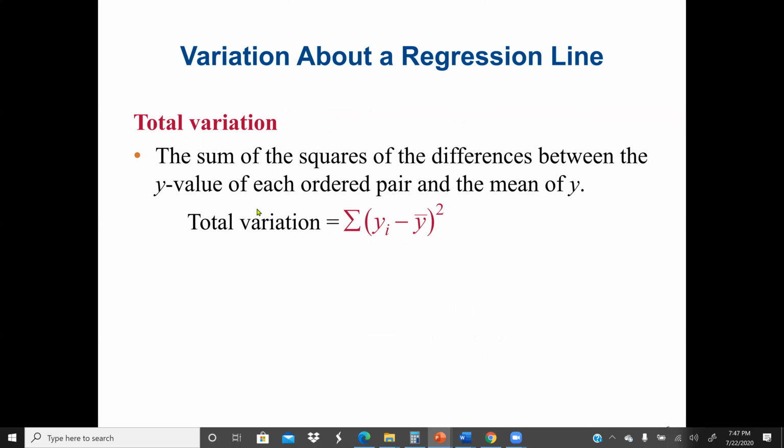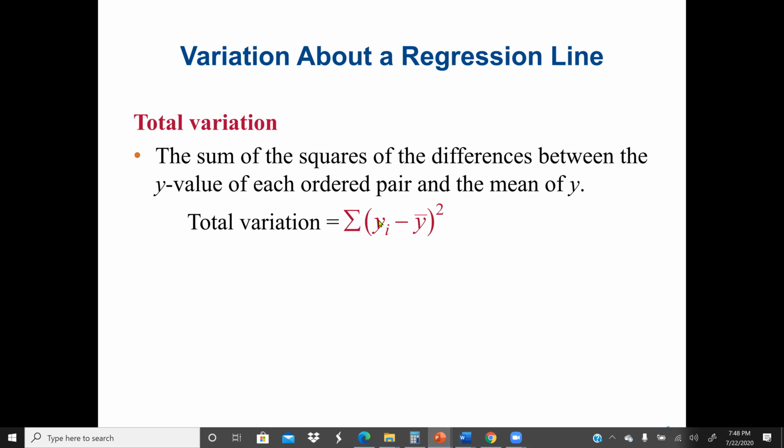So now we know all the deviations, all three deviations: total, explained, and unexplained deviation. So now we can find the variation about the regression line. To find the total variation, we take the sum of the squares of the difference between the y value of each ordered pair and the mean of y.